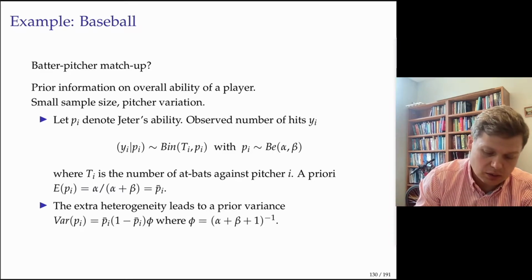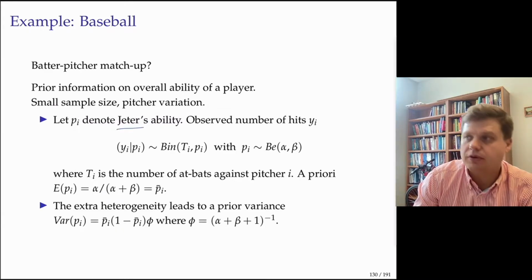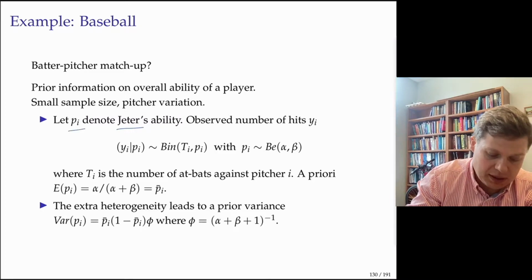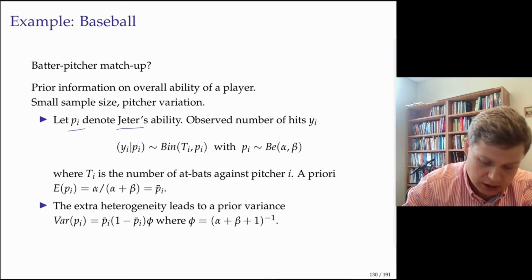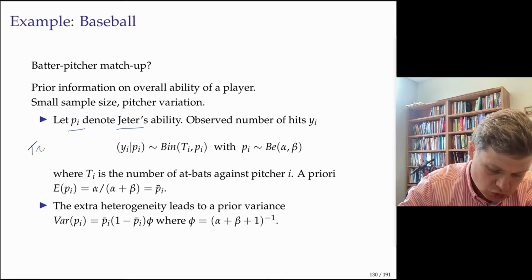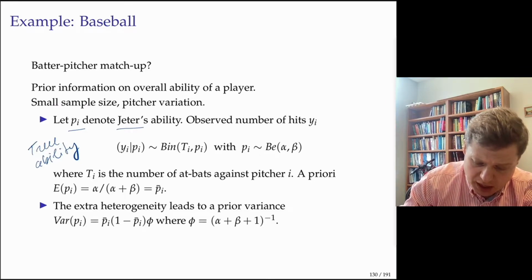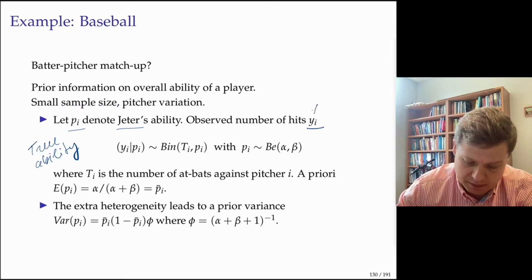And let's look at Jeter. Jeter was a famous batter from New York, and let's call p his true batting average, or his true ability to hit successfully. So this is the true and unknown ability. And we have an observation, a number of successful hits, yi, for him, so that's our data.